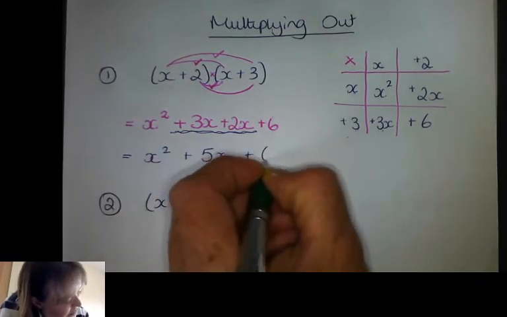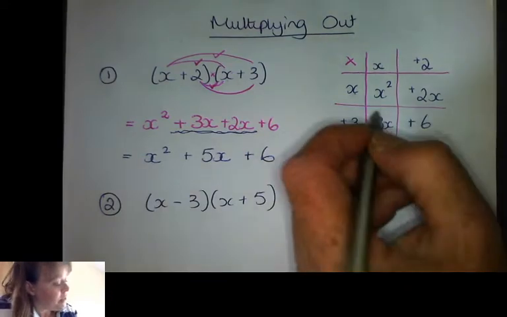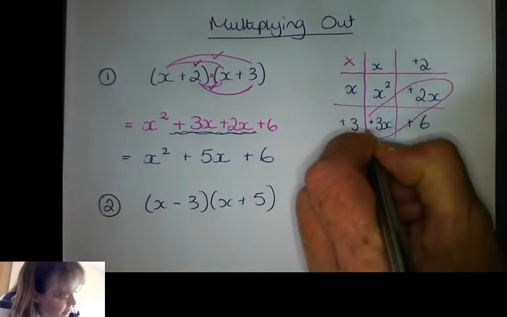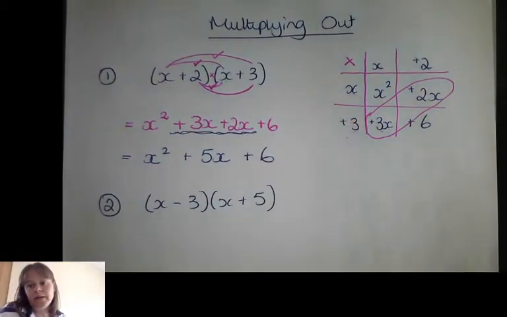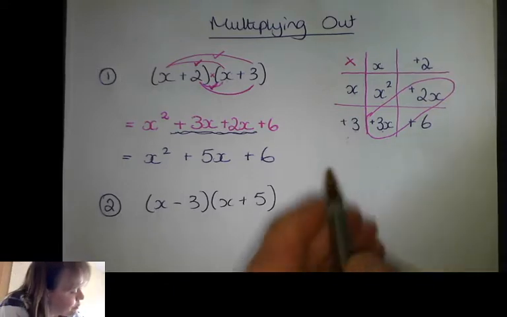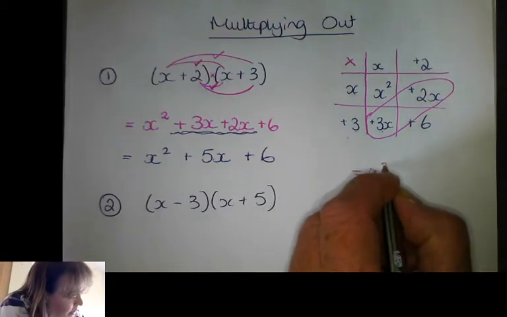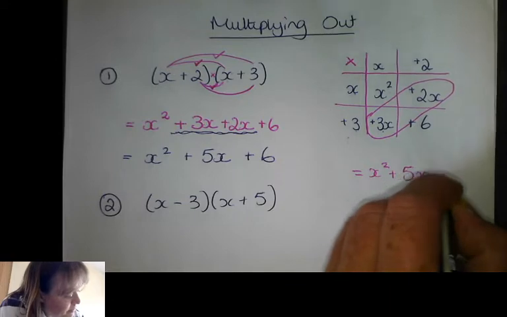to make plus 5x. Likewise, if I was doing it on the grid, you can just combine these 2 here, look, the 3x and the 2x. It's the same thing. And then I would rewrite it at the end, x squared plus 5x plus 6.